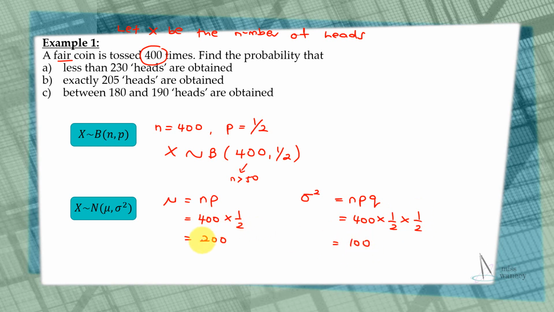Once you have the mean as well as the variance, write it down in the normal. So x is a normal distribution with mean 200 and variance 100. We started with a binomial distribution, but since n is larger than 50, we have to approximate using the normal distribution. Now let us try to solve A, B, and C.